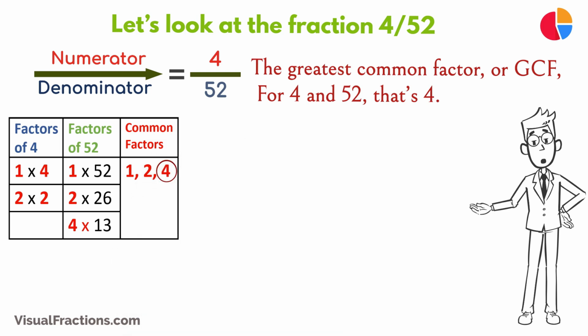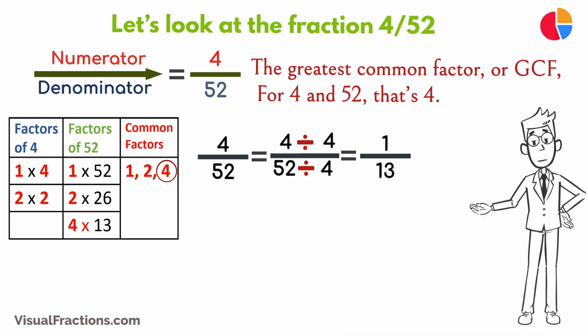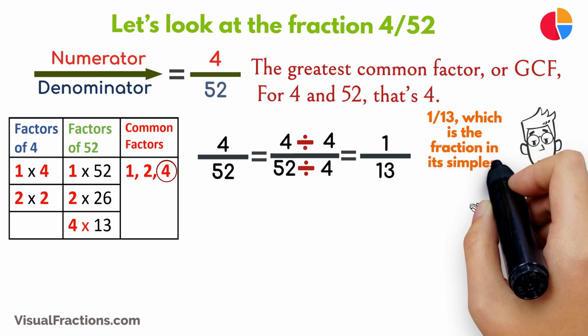We start by dividing 4 by 4, which gives us 1. Then we divide 52 by 4, which results in 13. So, simplifying 4/52, we end up with 1/13, which is the fraction in its simplest form and cannot be reduced any further.